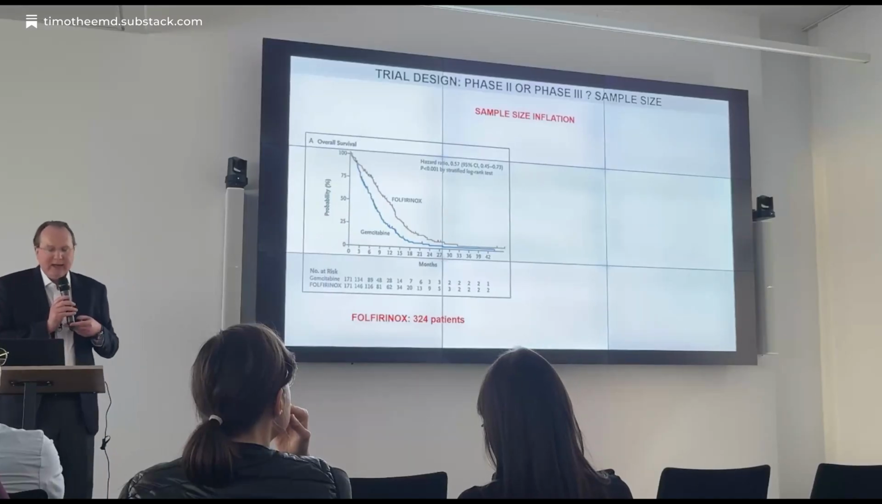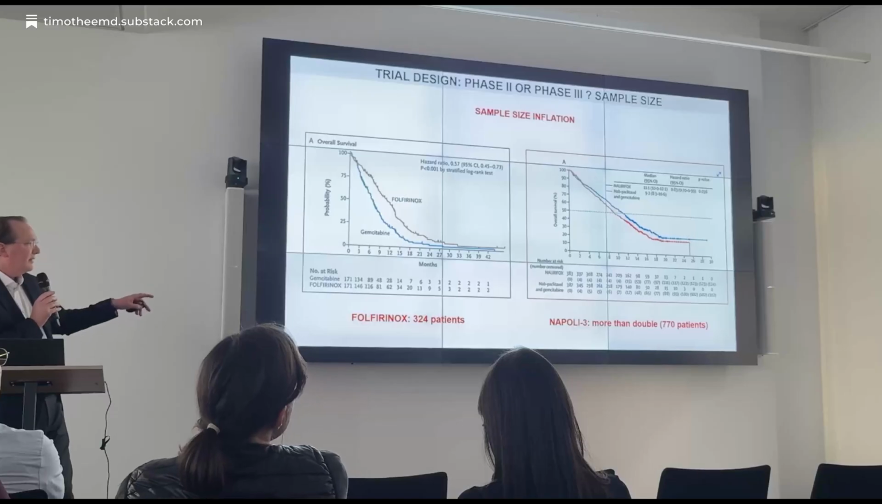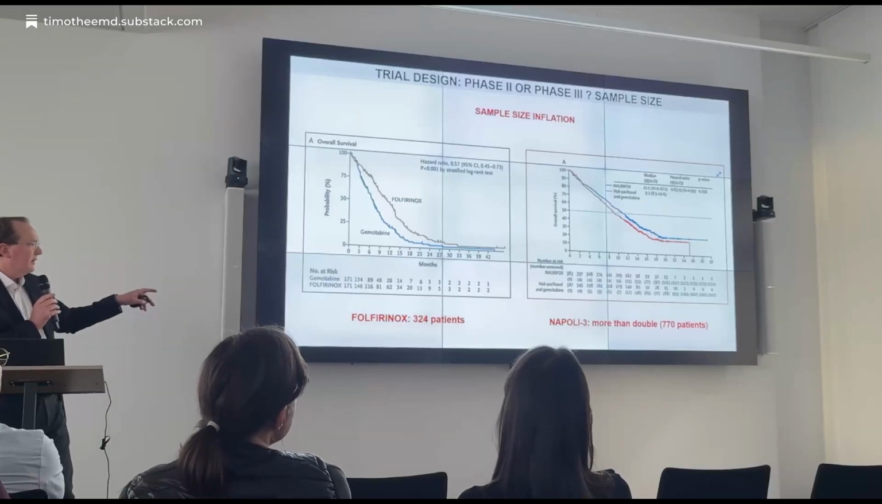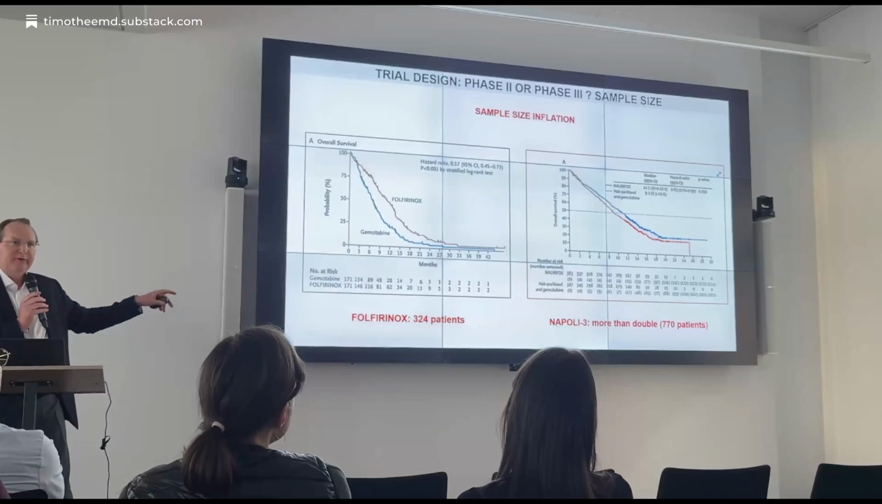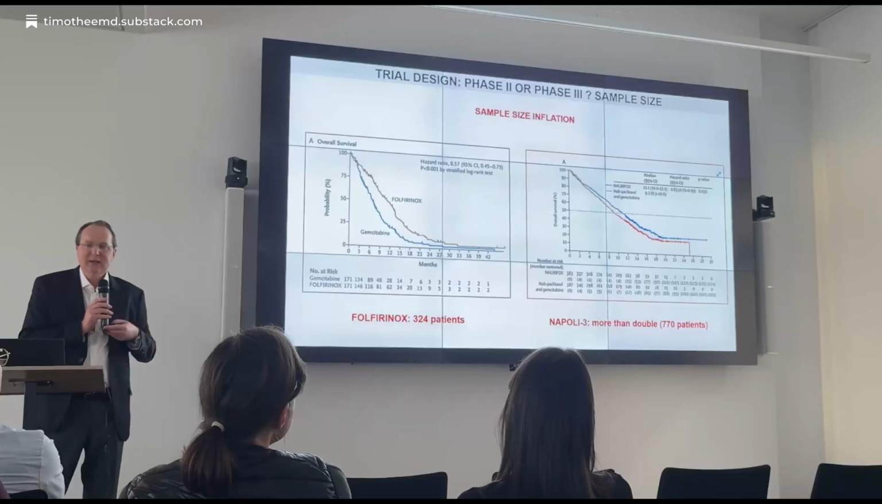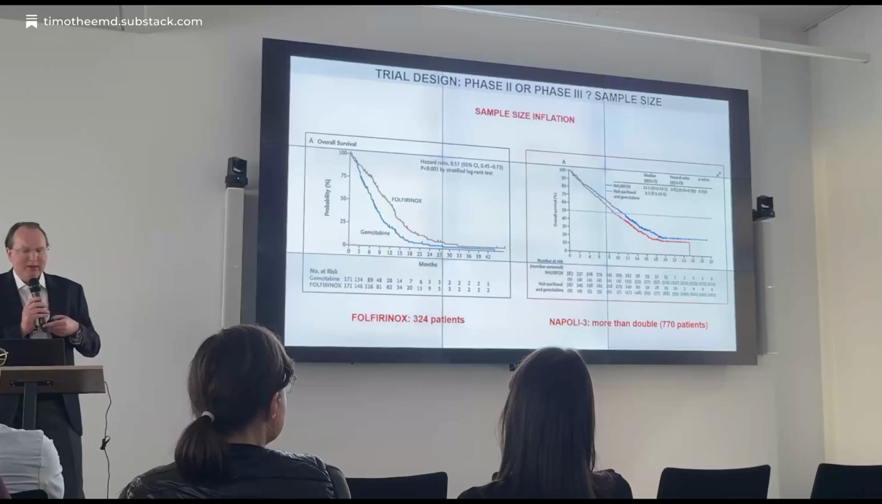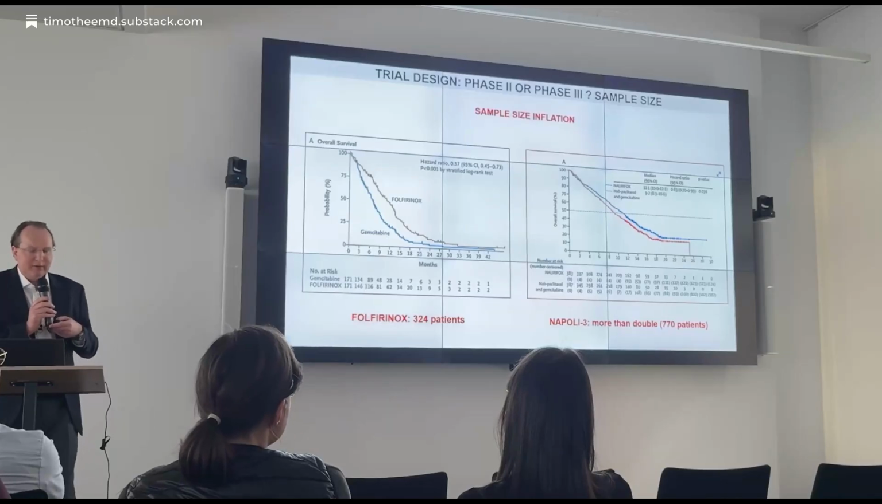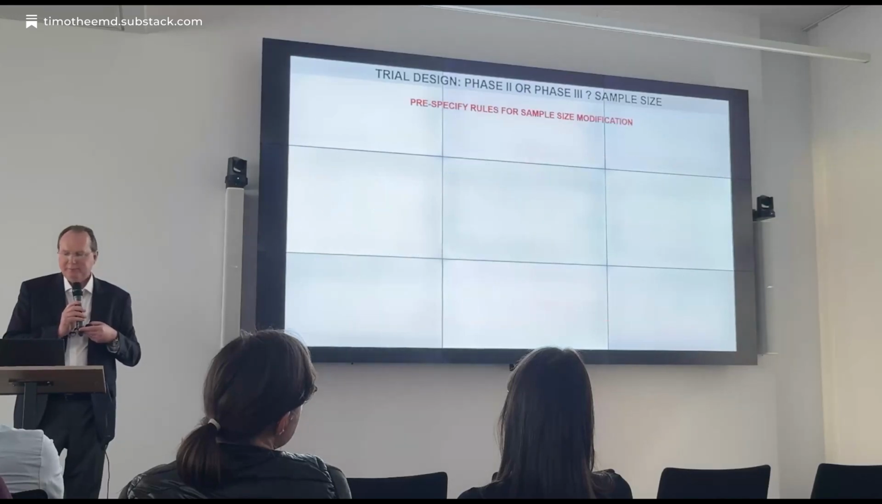And I just want to highlight again the FOLFIRINOX versus Napoli-3 study, where you see that in FOLFIRINOX, you have 324 patients. In Napoli, it was more than double. The comparator was not the same. But we see this kind of increase in sample size, and we should always be worried when there are a lot of patients about the clinical significance of the results.